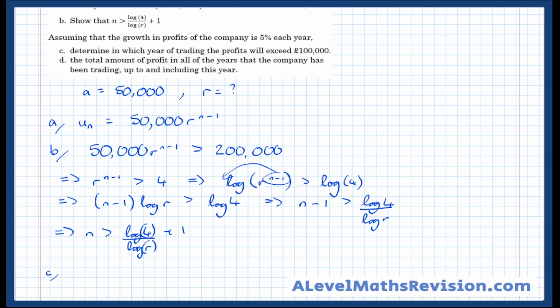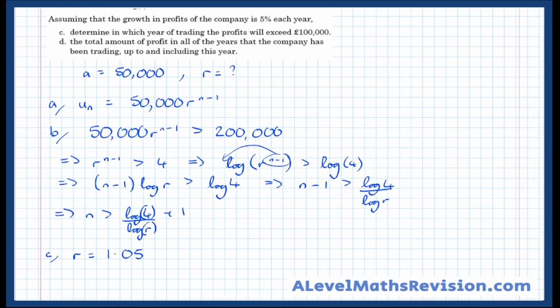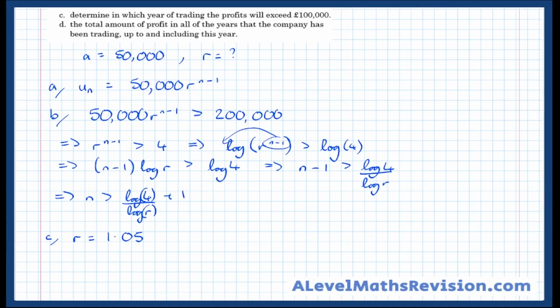Okay, part C. Assuming that the growth in profits of the company is 5% each year, stop reading, write that down in maths. That tells us that the common ratio is what? Pause it, write it down, then check it against my answer. So r is 1.05 if the profits are grown by 5% each year. Determine in which year of trading the profits will exceed £100,000. So we've done the method for this in part B for £200,000. So we're going to try and apply it now to £100,000.